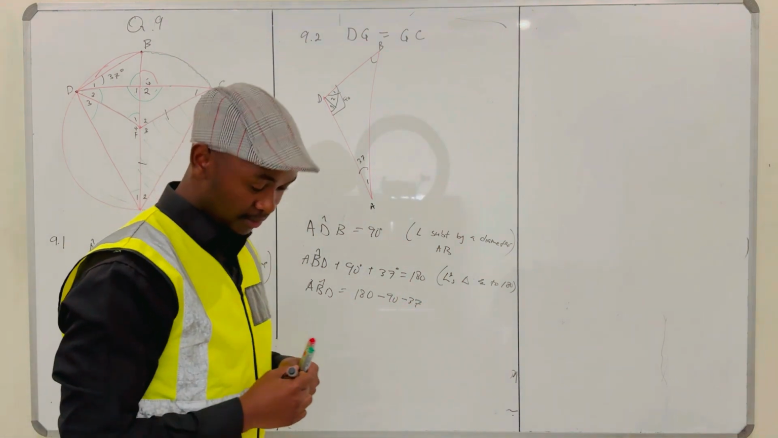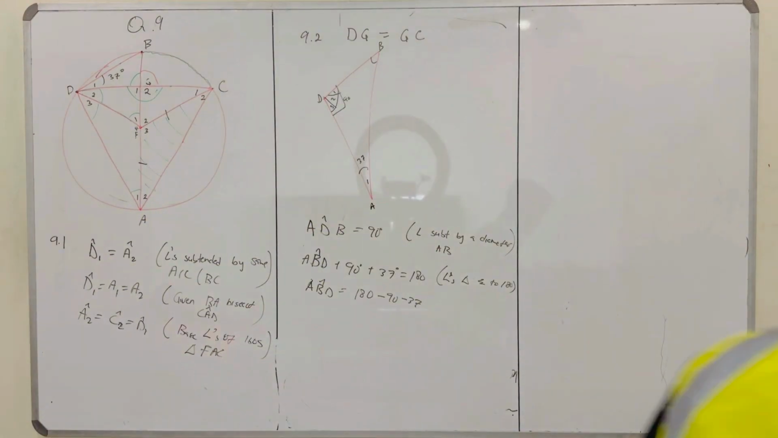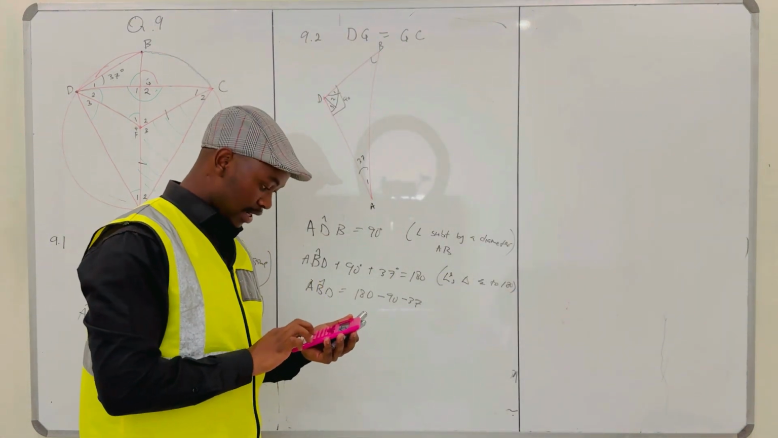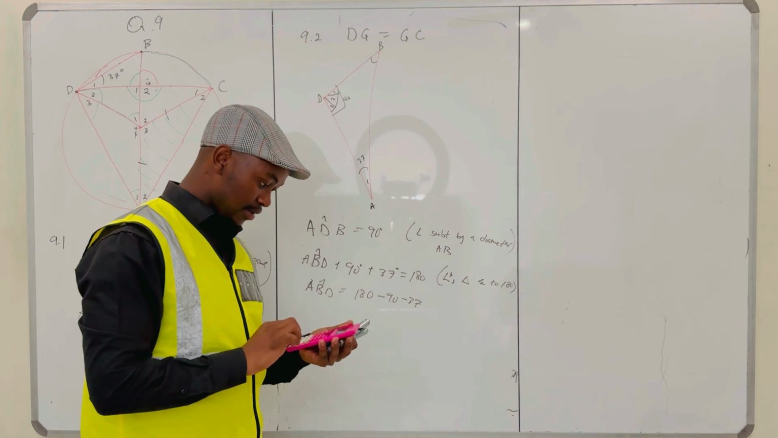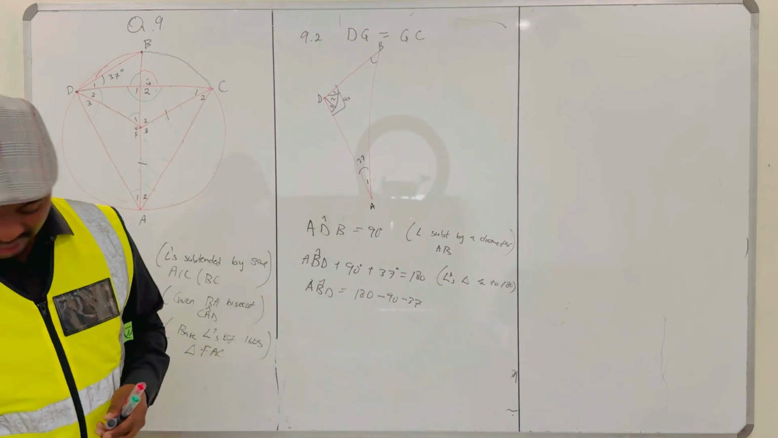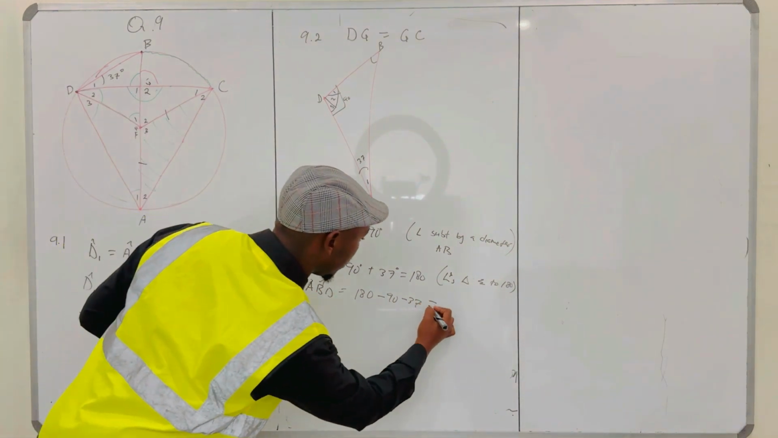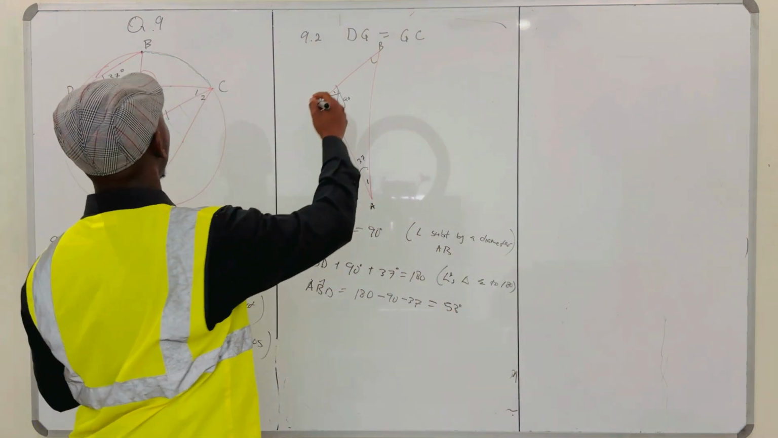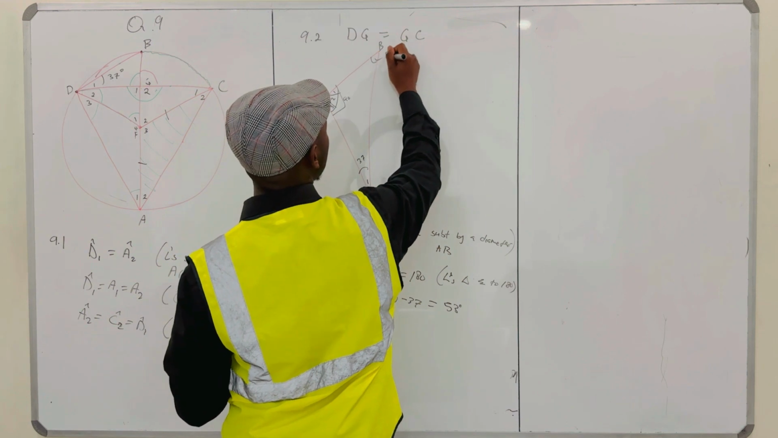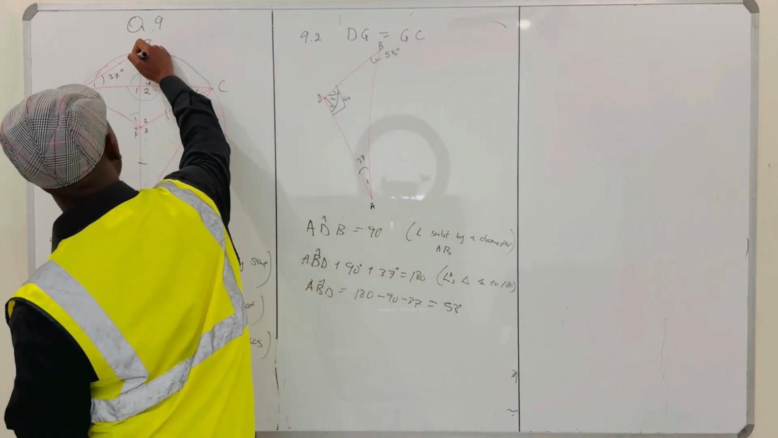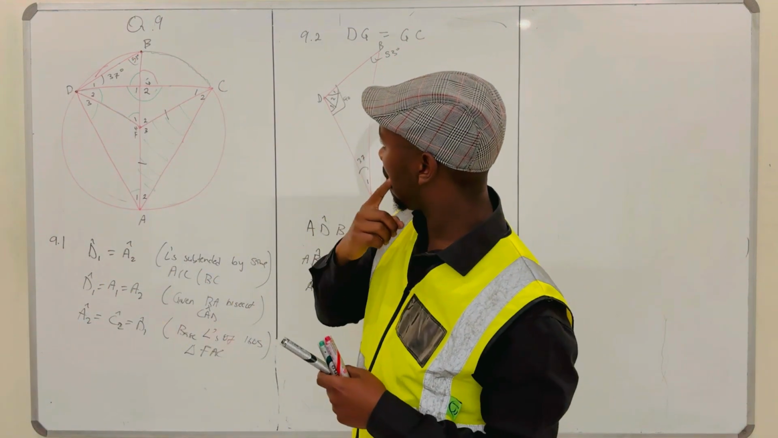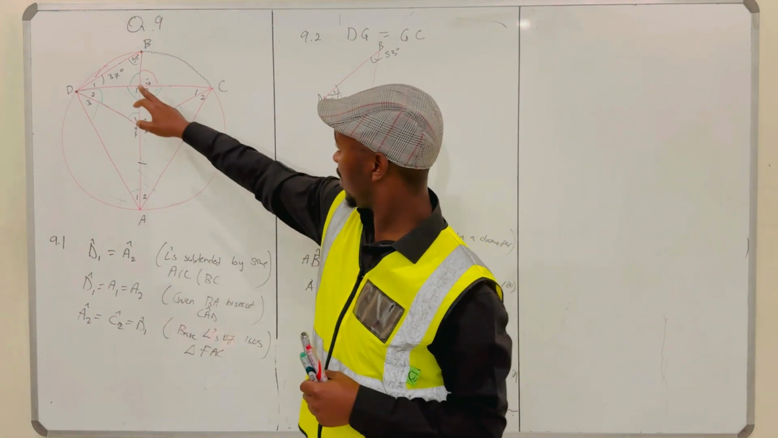Okay, so that is going to be 180 minus 90 minus 37. That is 53 degrees. This is 53 degrees. So we now have a new angle here, which is 53 degrees. We've just adopted another kid.